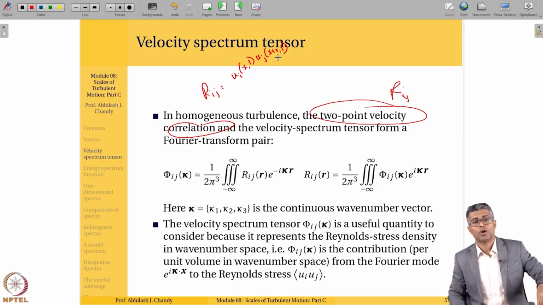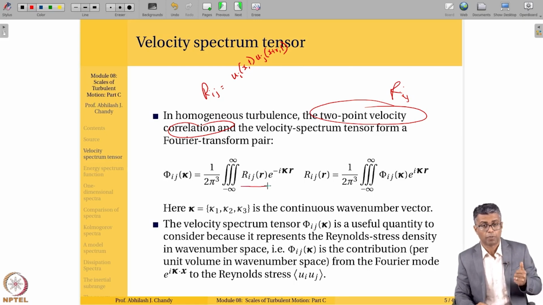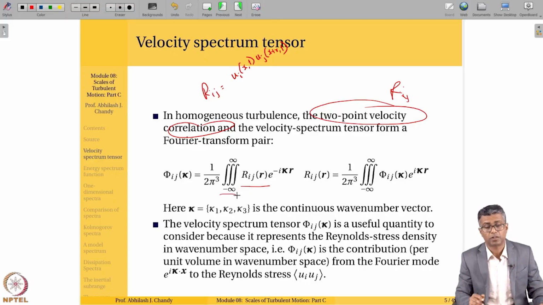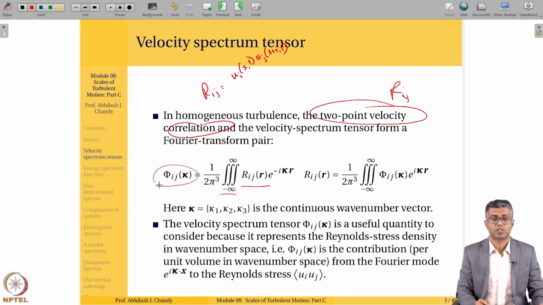If you have R11, then you have u1, u1. If you have R12, you have u1, u2, and so on. Of course, it depends on the spacing between the 2 points, so r. So Rij will be a function of r as is shown here. r would be a vector. I'm not talking about capital R, I'm talking about small r, which would be a vector, just like x is a vector. So Rij of r. And if you want to take a Fourier transform, this would be a 3D Fourier transform, because Rij is a 3D variable. It's a tensor, and each component in that tensor is a 3D variable. So when you take a Fourier transform, it would be a 3D Fourier transform. Minus infinity to infinity, by definition 1 over 2 pi cubed Rij of r e to the minus i kappa dot r. So this is your velocity spectrum tensor phi ij of kappa.